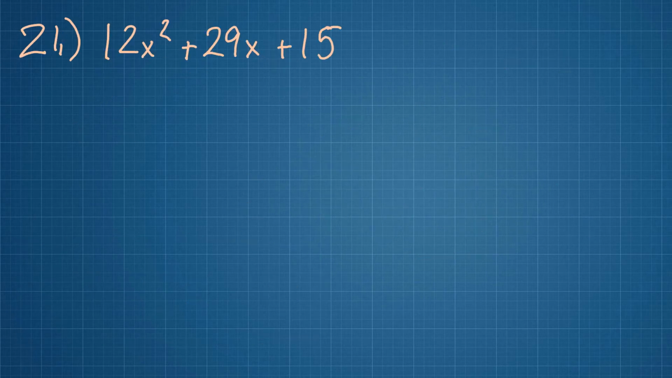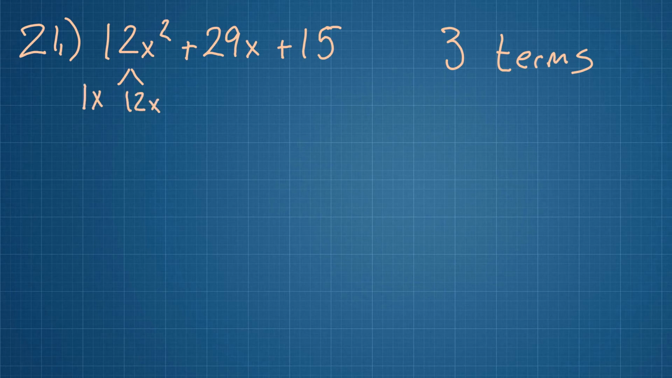All right, 21. Do the exact same concept. 21 is a little bit more difficult because 12 has a bunch of factors and 15 has some factors. It still has 3 terms. So I do everything exactly the same. We'll break down 12. How do I get 12? Well, I could have 1x and 12x. I could have 2x and 6x. I could have 3x and 4x.